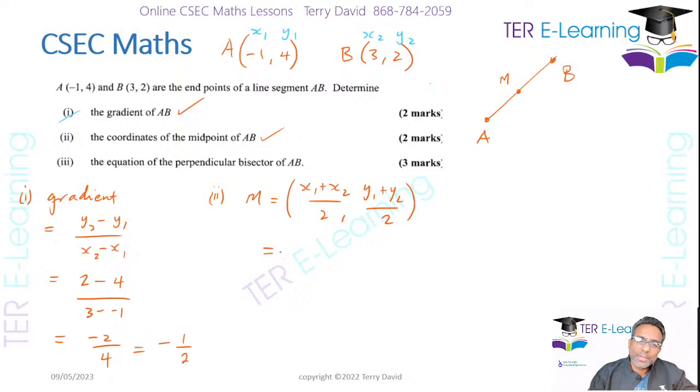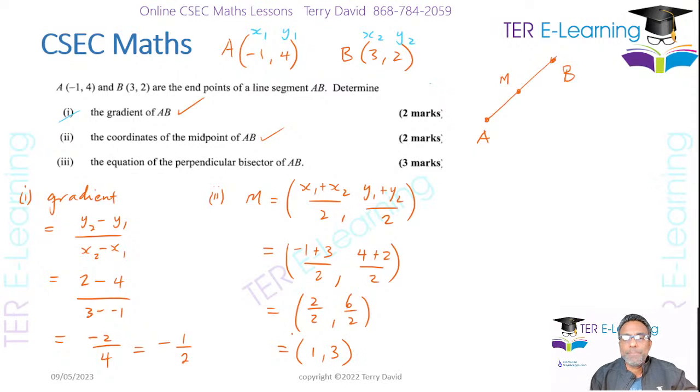So you're going to add the two x values. So -1 plus 3 over 2. Y1 plus y2, so this is 4 plus 2 over 2. So -1 plus 3 is going to give me positive 2 over 2. This one is going to be 6 over 2. So therefore your midpoint is going to be 1 and 3. So 2 marks for calculating what that midpoint is.